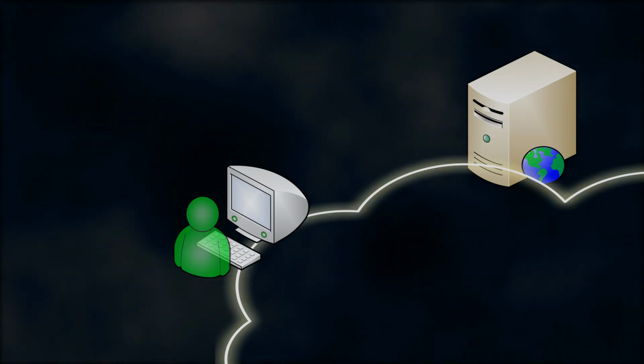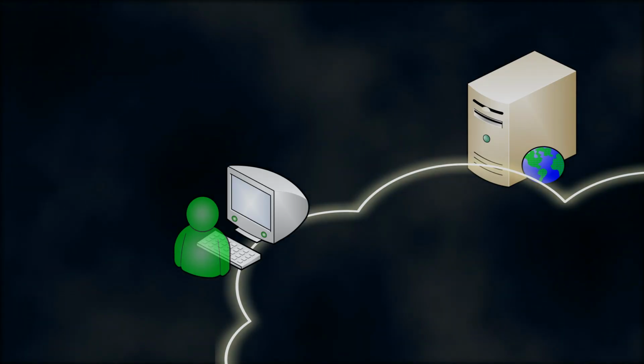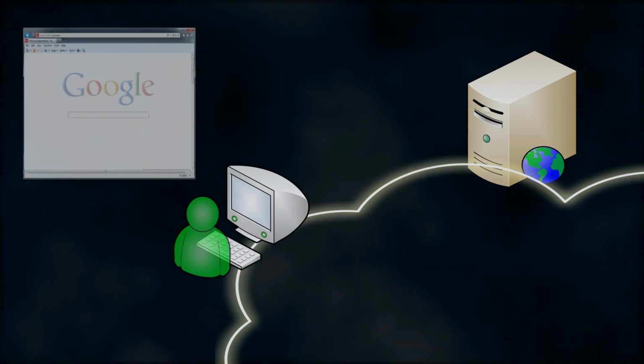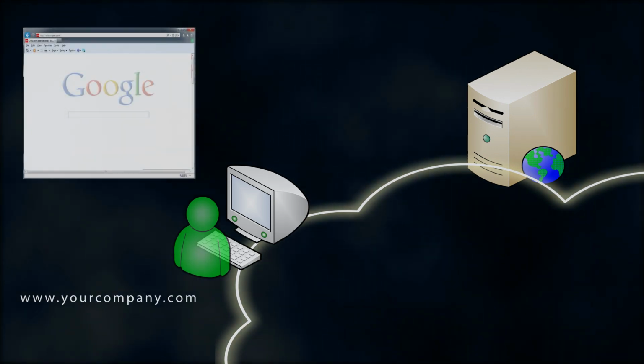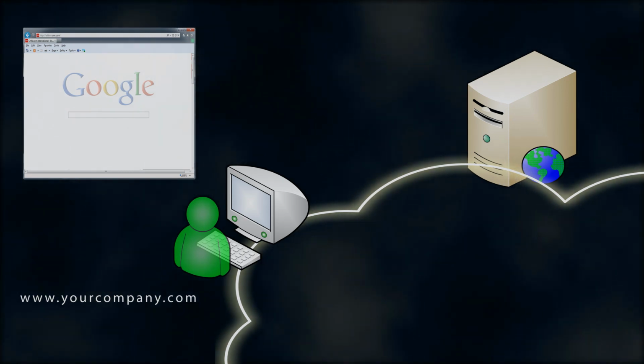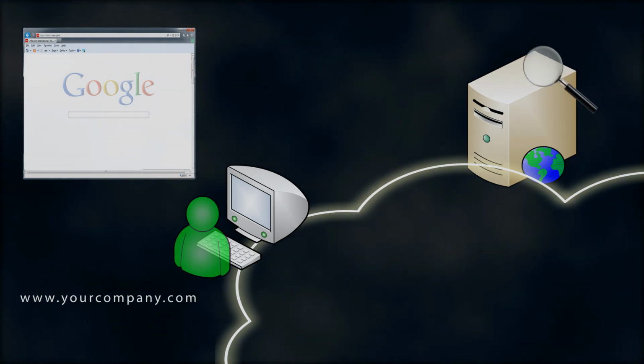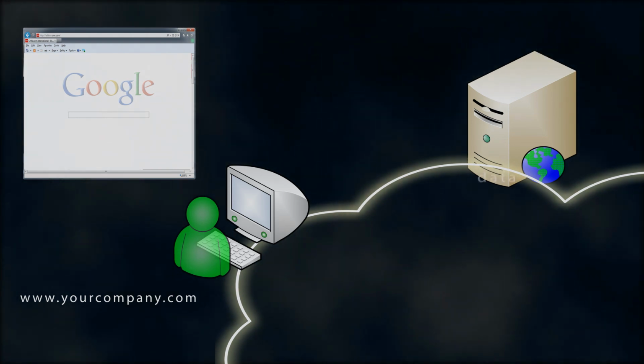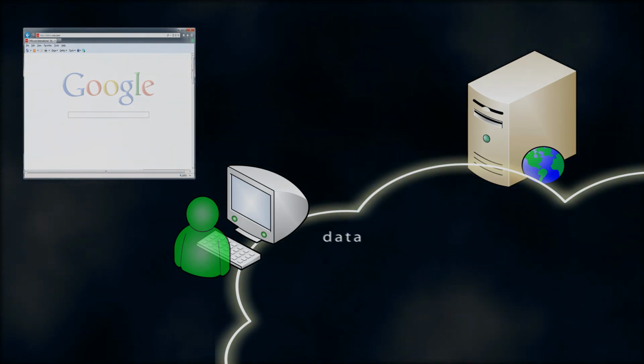This is an example of regular communication between a browser and a web server. A user enters the web address. The browser sends a request to the web server. The web server looks up the requested web page and returns the data to the browser.